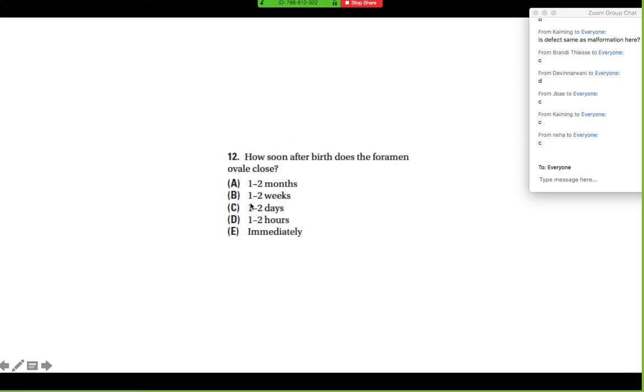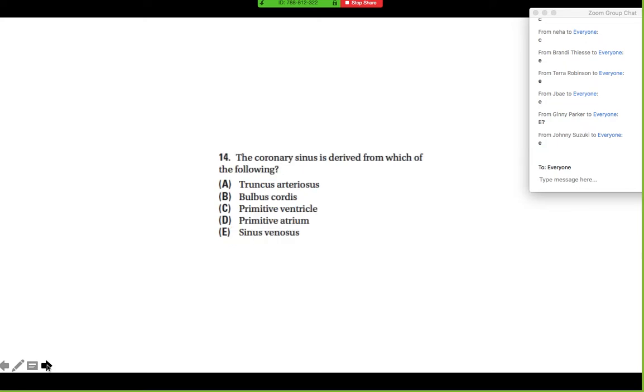All right. How soon after birth does the foramen ovale close? Yes, it's correct. Immediately. That one wasn't too bad.